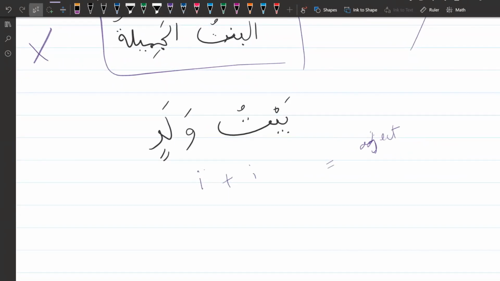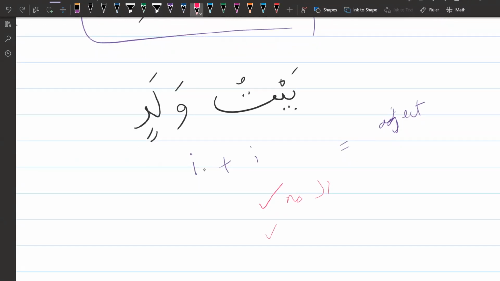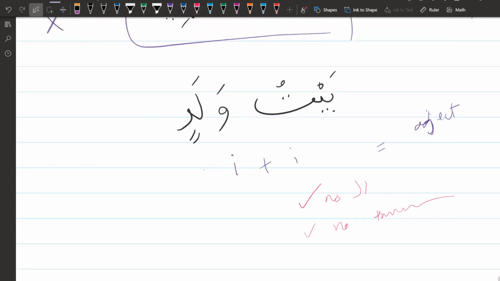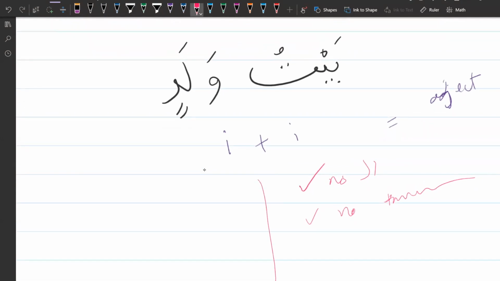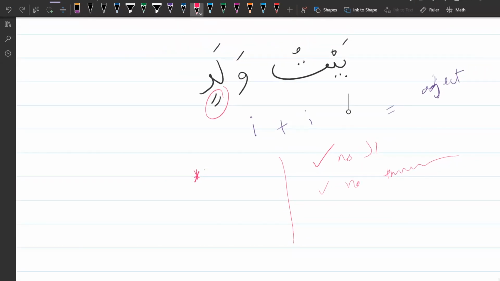But if you look at it from the rules perspective, if you just look at every single rule that we know, then you'll see everything checks out here. There's no alif lam here. Good, no alif lam. There is no tanwin. No tanwin. Okay. And the second one, what do we want? To have a kasra, the majrur. Well, this one has a kasra. In terms of rules, everything checks out.